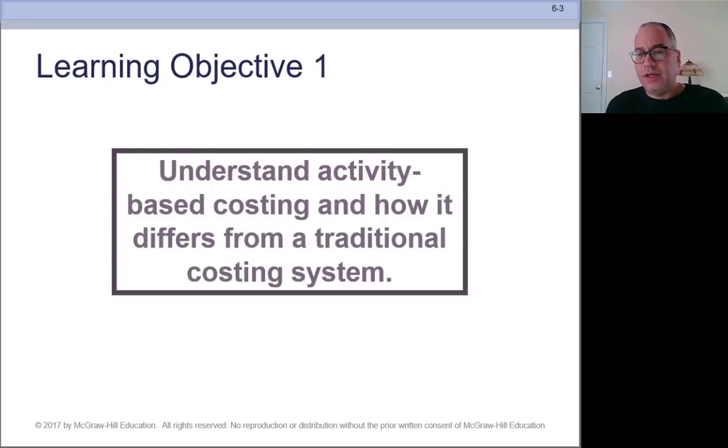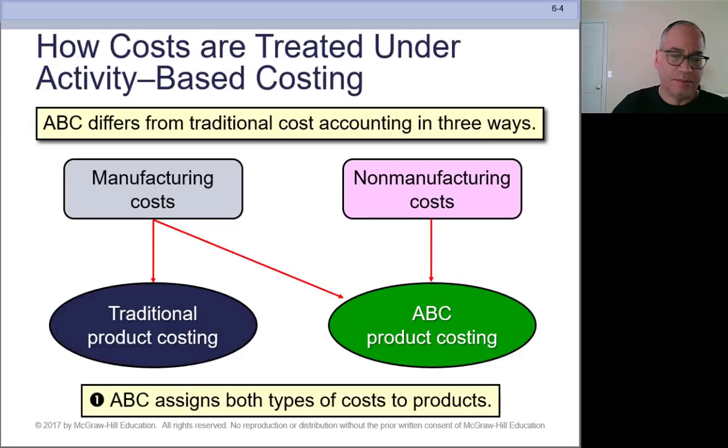Learning objective 1 is to understand ABC and how it differs from traditional costing systems. A traditional costing system would only apply manufacturing costs to the products that you make. Remember, we had product costs and period costs. Product costs, which are manufacturing costs, are applied to the cost of products, and all other costs are not applied. They're considered period costs, and therefore they go straight to the income statement as an expense.